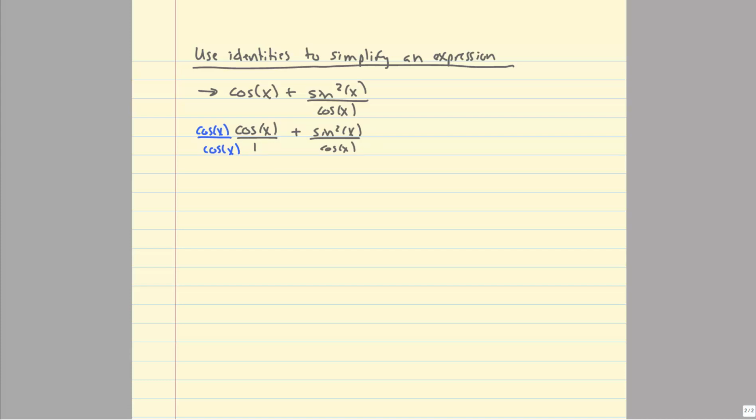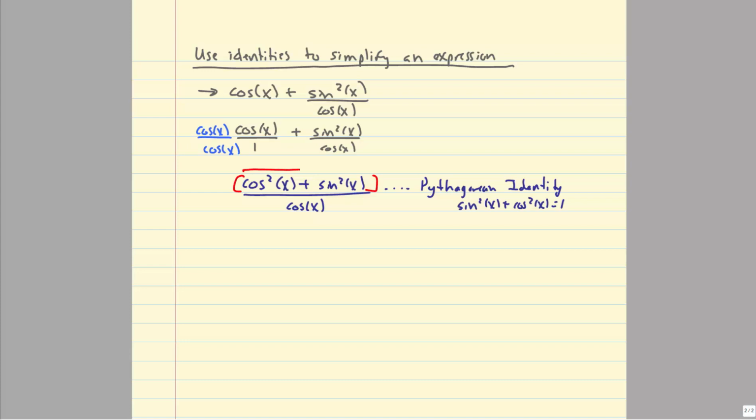And then when we simplify, I'd have cosine times cosine is cosine squared of x plus sine squared of x, all over cosine of x. I can rewrite that as a single fraction, or I can keep it split into two, it doesn't matter. Now recall the Pythagorean identity that said sine squared plus cosine squared is 1, so sine squared of x plus cosine squared of x equals 1. So I can take this and replace this entire expression with 1. This means I would have 1 over cosine of x. 1 over cosine of x is the reciprocal identity of secant of x. And so that's how this one simplifies, down to secant of x.